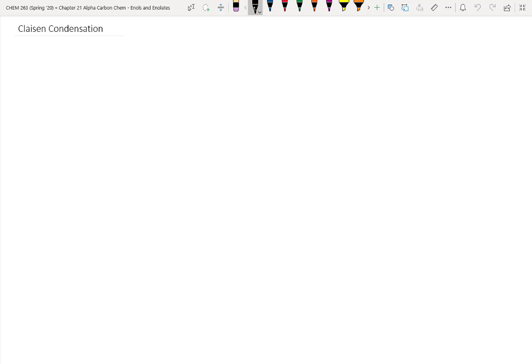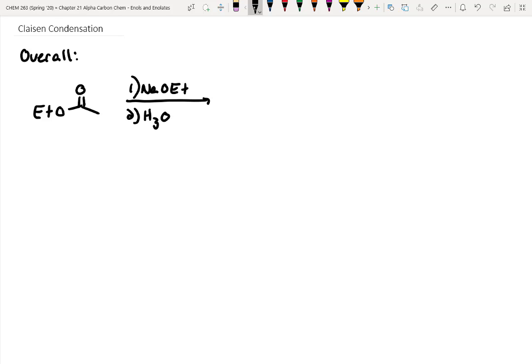Okay, the next reaction we're going to look at is called the Claisen condensation reaction. Let's take a look at the overall reaction before we dive into the mechanism. With the Claisen condensation, the key feature is you're not using an aldehyde or ketone, but rather an ester. When you do this reaction, you first treat it with a strong base, something like ethoxide, and then at the end of the reaction, you need to quench with some sort of weak acid.